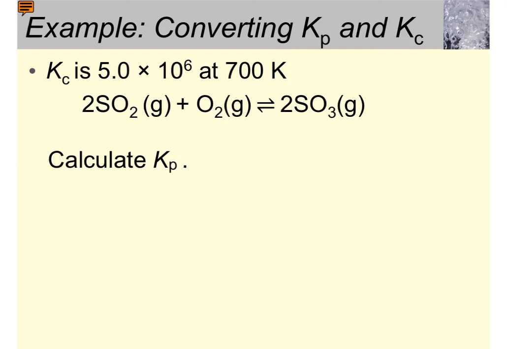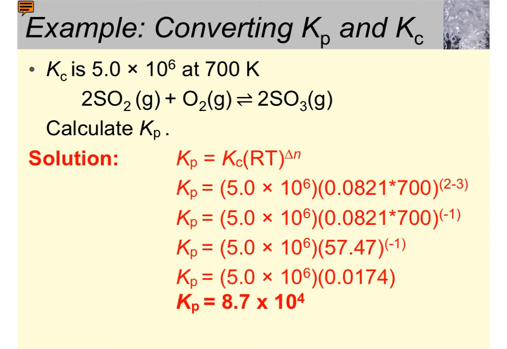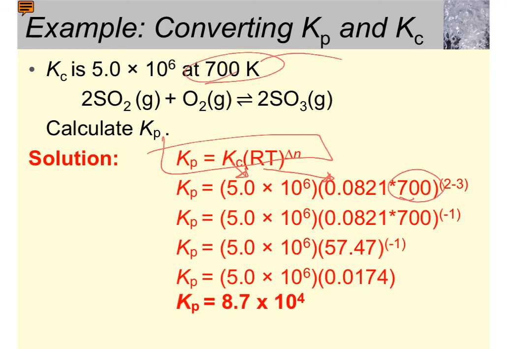Here's a sample. Most of the time you'll actually have to calculate one of them first, but I just gave it to you for this one. If the K value equals this, for this reaction, calculate Kp. So obviously the first thing you want to do is write down the formula. Okay, so we were given Kc. The R value you use is 0.0821 liter atmosphere per mole Kelvin. Make sure temperature is in Kelvin. I was nice and gave it to you in Kelvin, but that probably won't usually be the case.